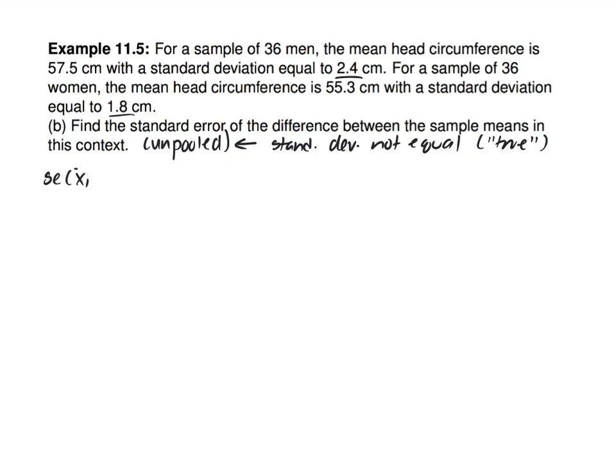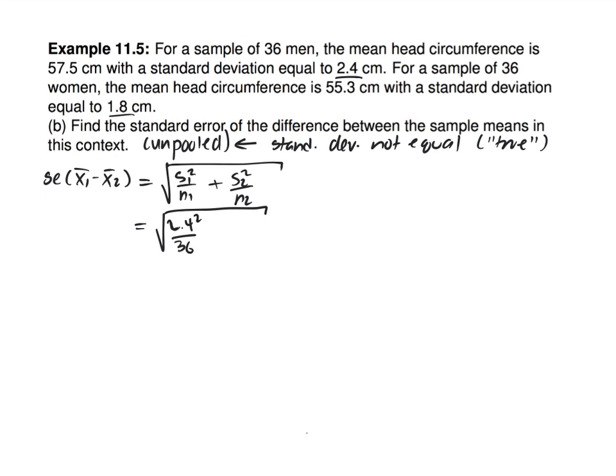So the standard error of x1 bar minus x2 bar is the root of s1 squared over n1 plus s2 squared over n2. So s1 squared is 2.4 squared, over 36, plus 1.8 squared over 36 as well. And you should verify this yourself, but this comes out to be 0.5. Make sure that you can get your calculator to give you the same answer.